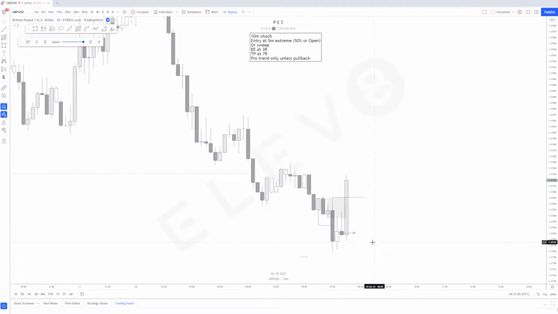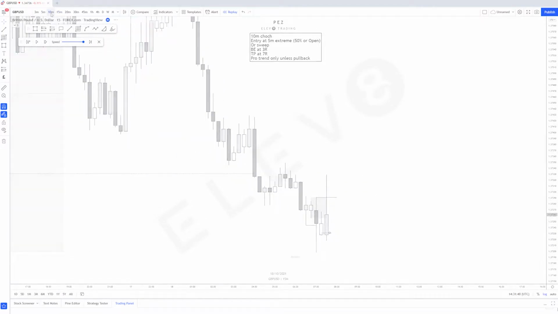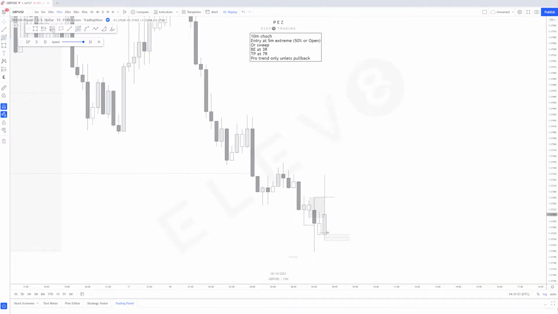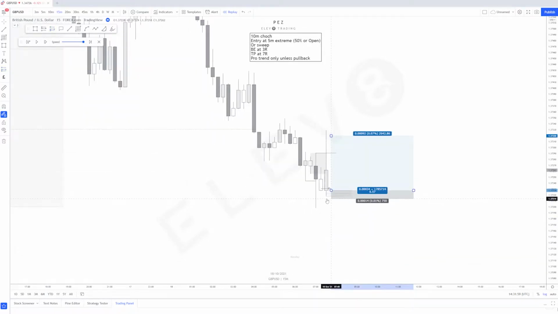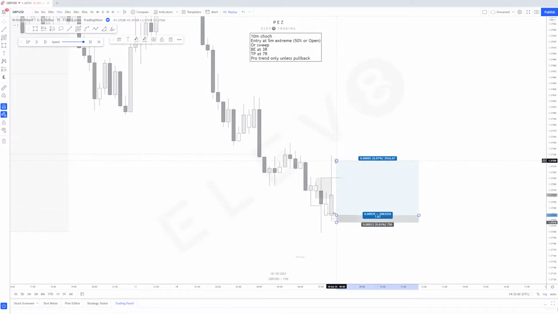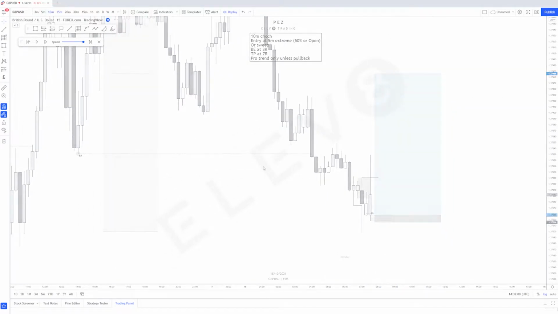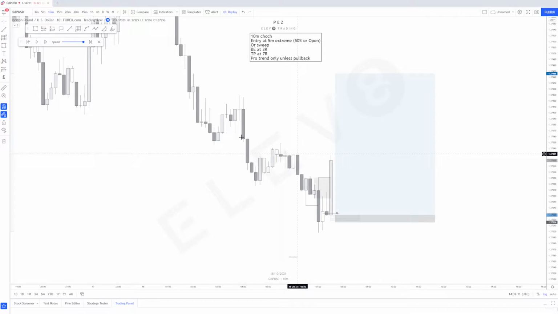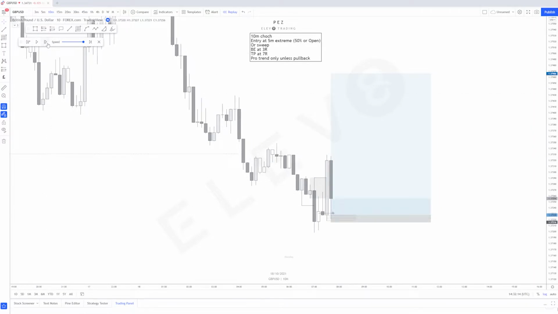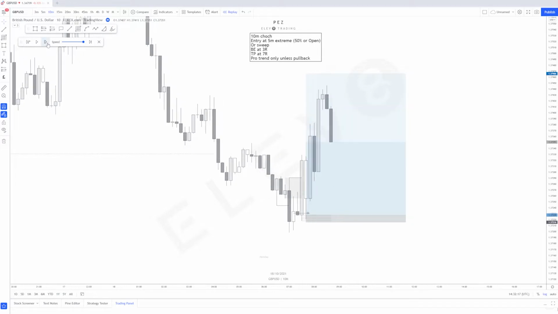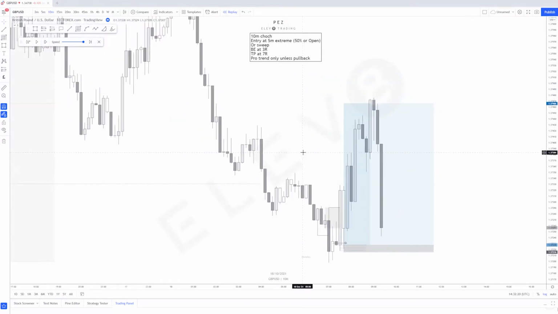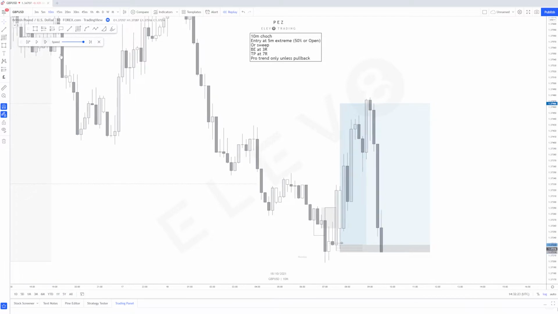Okay, so entry, I'm going to use this 15-minute wick here. Keep the stop loss small. Okay, so cover the low here by 0.2. TP is at the EQ. Okay, let's see what happens. So we get tagged straight in there and hit TP.